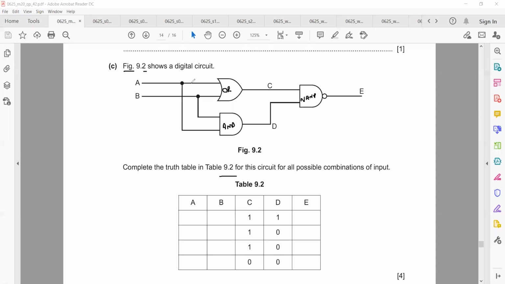If we want C to be 1, what should A and B be? It can be 1, 1, or, because we want C to be 1, D to be 1, so both should be 1, 1. Or if we want C to be 1, then it can be 1 and 0, because if 1 and 0, the output D will be 0, or it can be 0 and 1. So what will be the output E?